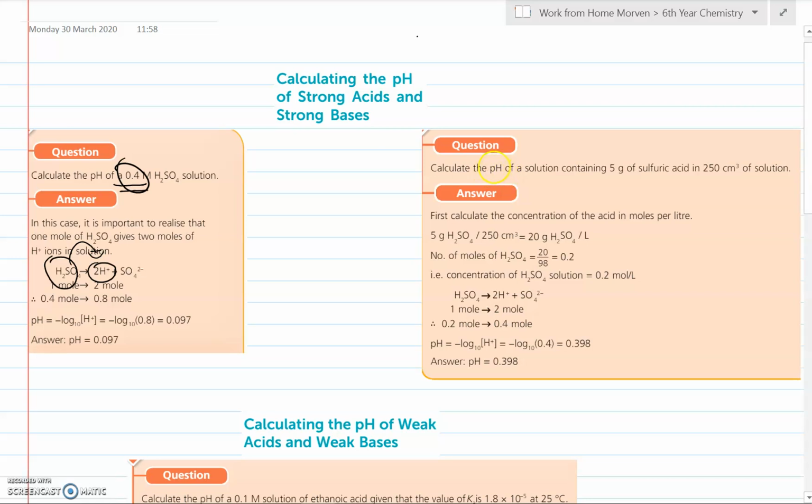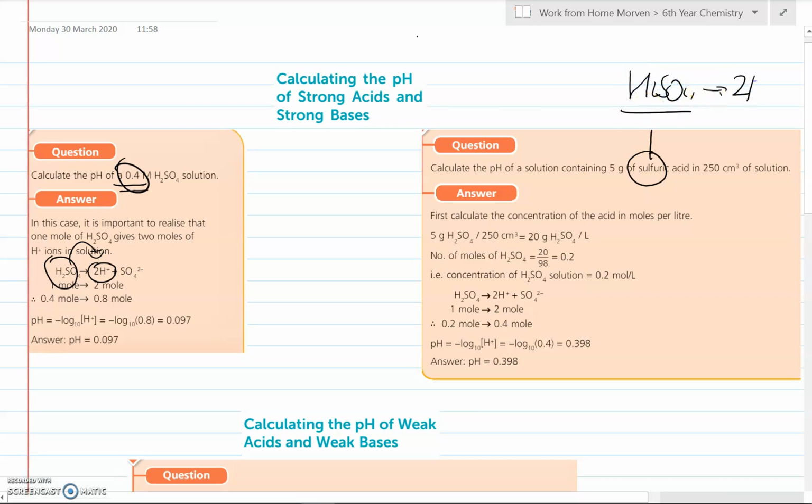Over here, the pH of 5 grams of sulfuric acid in 250 centimeters cubed of solution. It's sulfuric acid, H2SO4, and the key thing is that it's going to produce 2 H plus ions. Your big job initially is to get the concentration of the sulfuric acid. If you have 5 grams in 250, you'd have 20 grams in 1,000. Then number of moles is mass by molecular mass, 20 divided by 98, so it's 0.2 moles. But it's producing 2 H plus ions, so it's going to be 0.4 moles, and that's what you put into your minus log to the base 10.